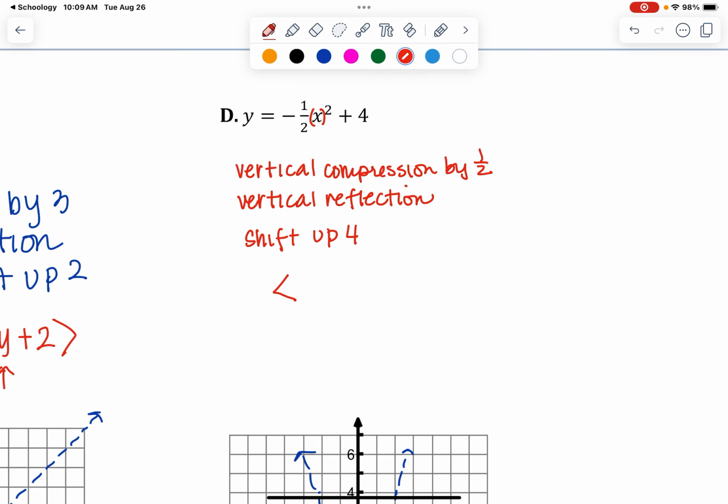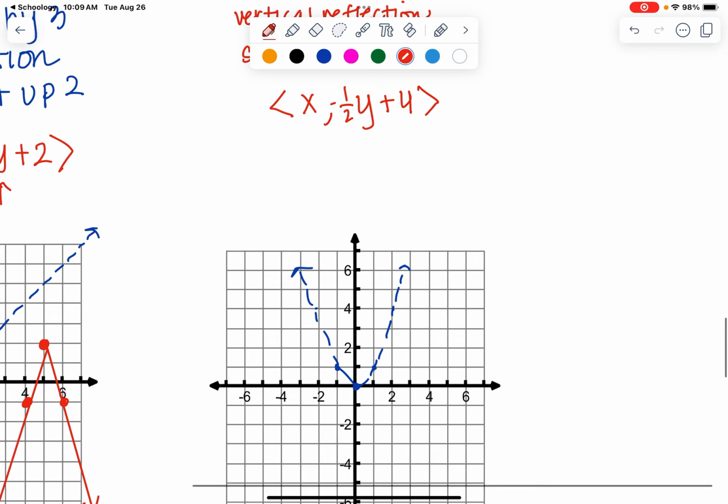So as a reminder, nothing is happening to x. You're just leaving the same x value. And then for your y value, we are going to compress it or multiply it by a factor of 1/2. We're going to vertically reflect it, so take the opposite of it. And then we're going to add 4 for +4 to move it up 4. All right, so let's go ahead and plug in our values here.